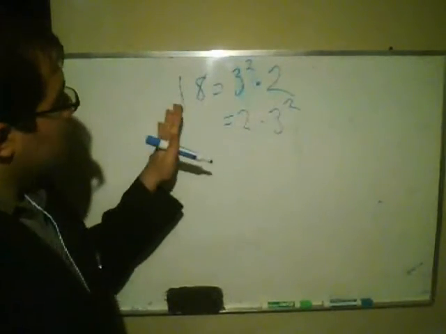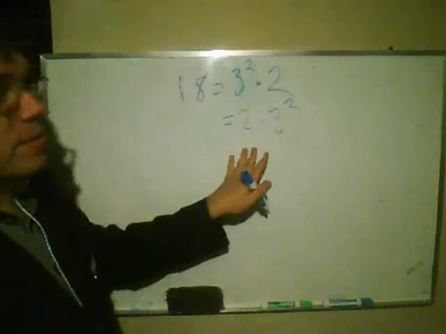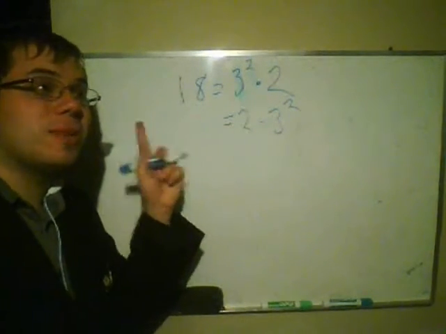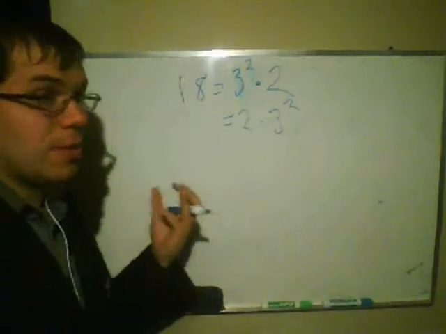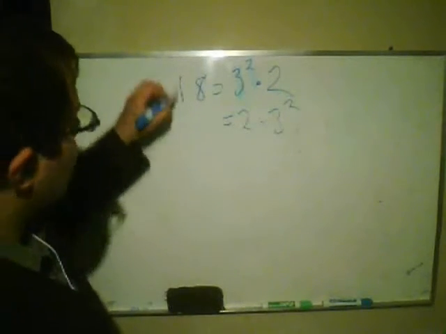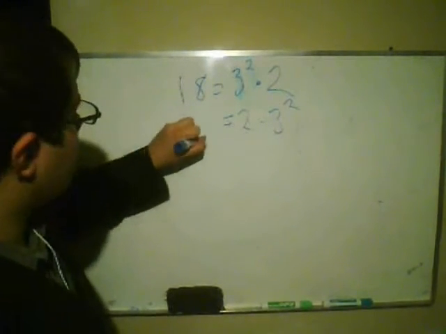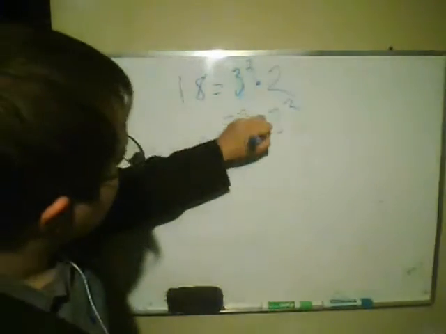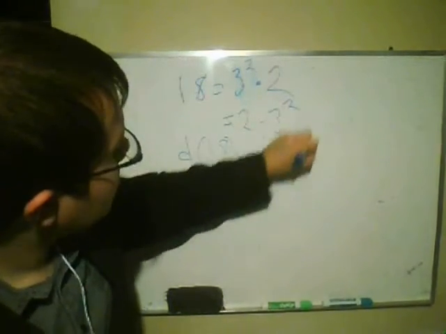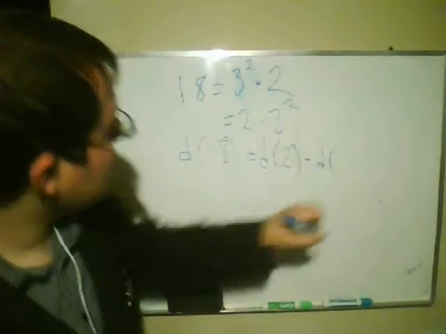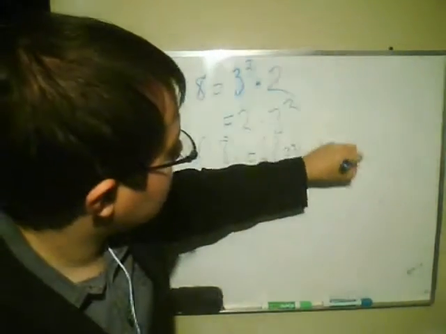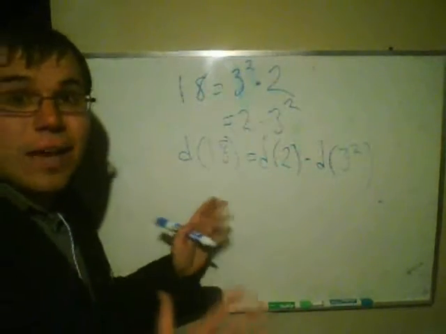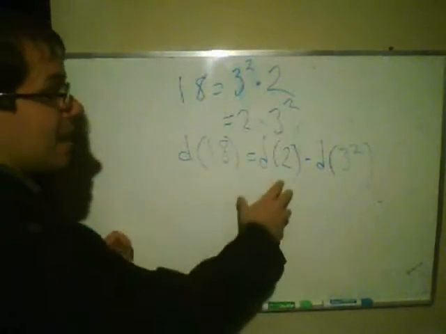Now, look at this. Doesn't this look a lot like what happens with the multiplicative function business, based on that theorem I just described? Let's just add the d component on outside of this. D of 18 equals d of 2 times d of 3 squared. Now, look at this. We have something nice and simple to attack.